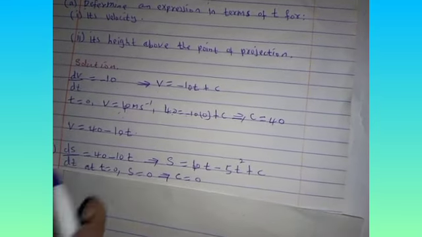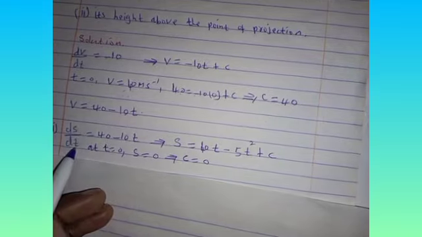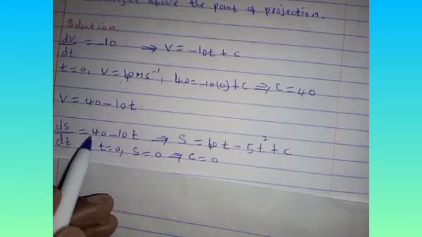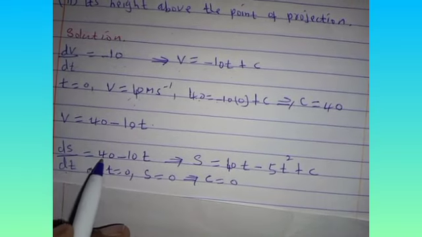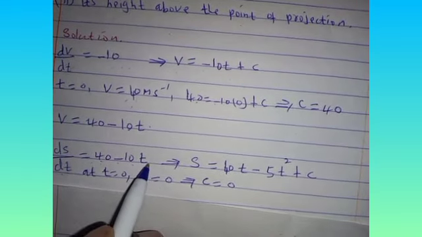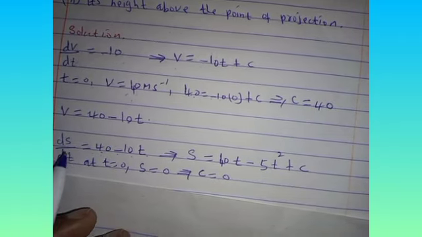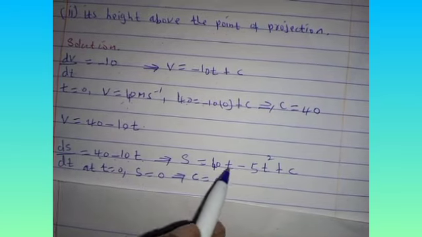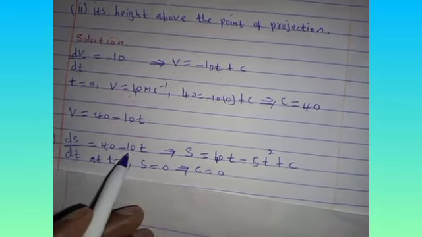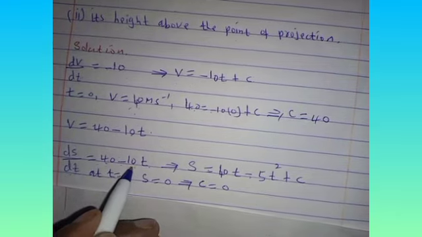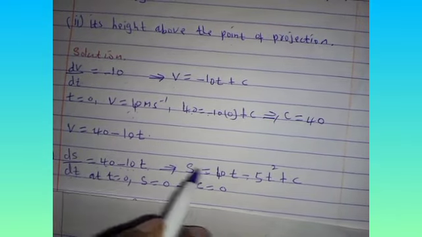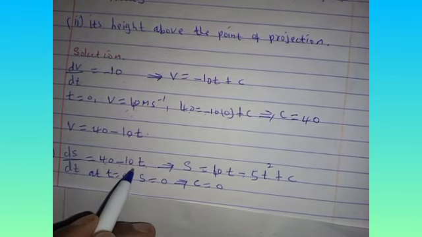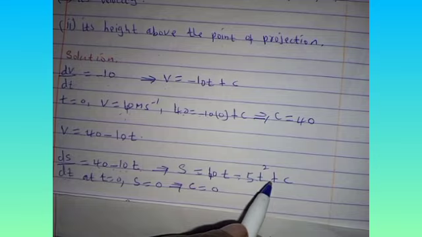Now, change of displacement with the time is equal to our velocity. ds over dt is equal to 40 minus 10t. So to get displacement, we integrate this equation with respect to t. And now we are going to have 40t minus, for -10t squared divided by 2, we will get -5t squared, plus c.